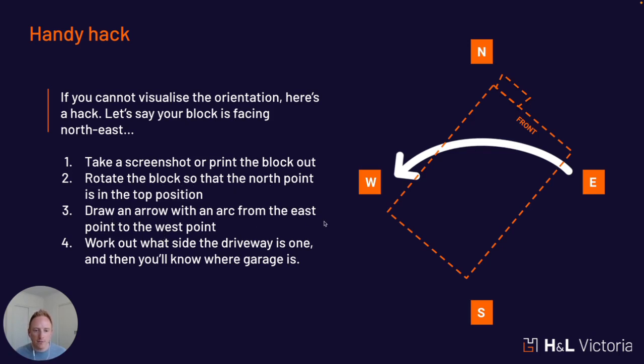Then draw an arrow from the east to the west. So literally get a pen and draw it across, or on the computer, mark it up in whatever you've got there. And then you can put your house on there, and that'll tell you, visually, you can see where your bedrooms are versus your living areas. Okay, so to work out what side the house goes on, just look at the driveway. Okay, so the garage will match the driveway, and that's how you'll work it out. Okay, so just a little hack for you. Hopefully that helps, and we'll see you for the next video.